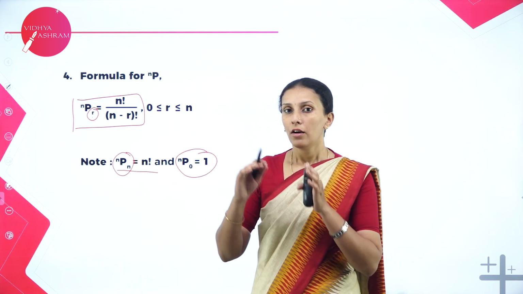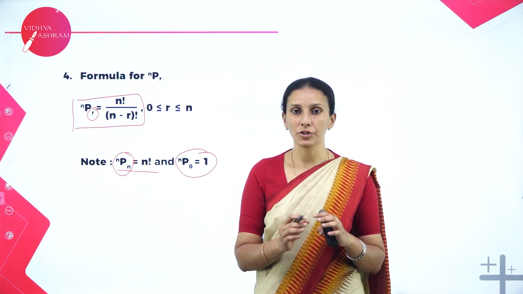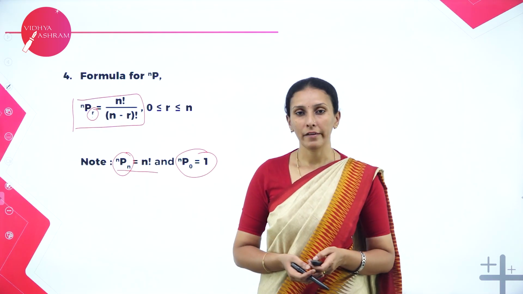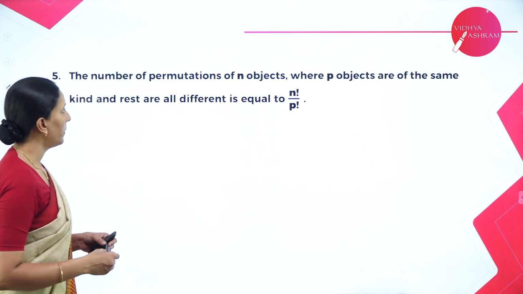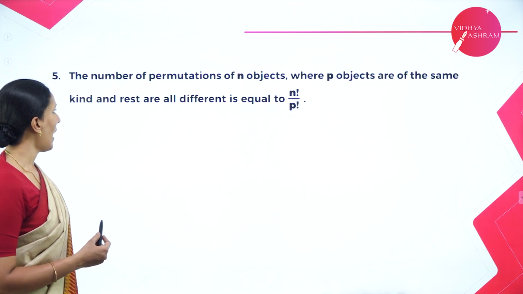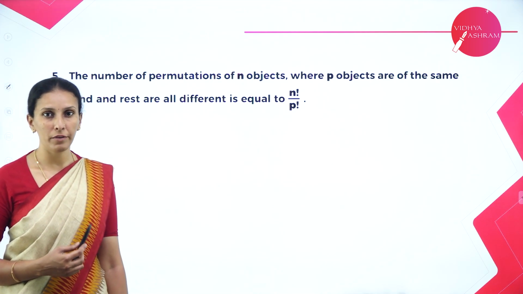So if you select 10 objects, then there will be 10 factorial arrangements where you can change the order of the objects to get a new arrangement. Next, the number of permutations of n objects where p objects are of the same kind and the rest are all different is equal to n factorial by p factorial.